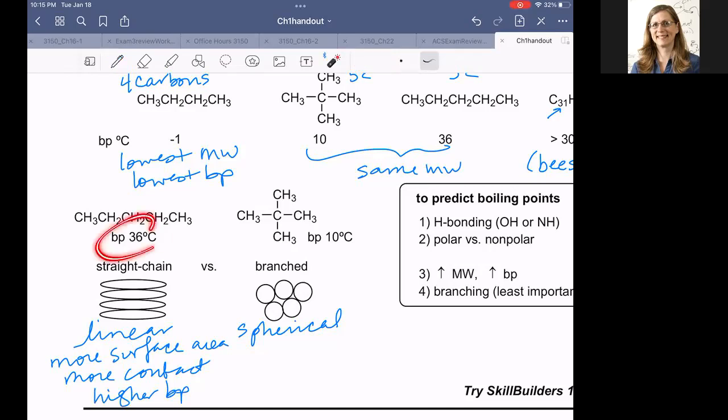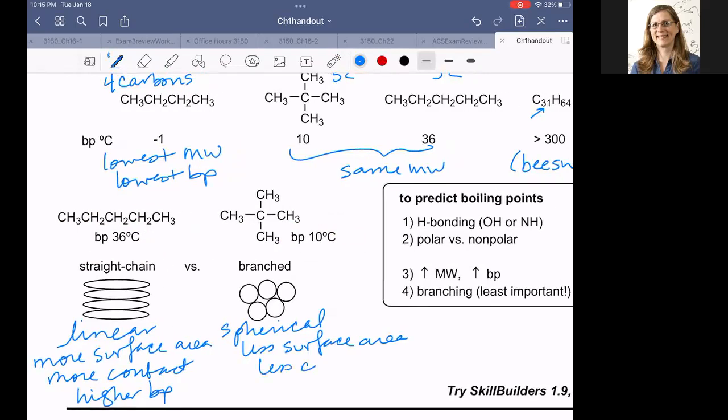This has a boiling point of 36. This one has a lower boiling point of 10, because with the spherical shape, it has less surface area. Less surface area, meaning less contact, and therefore it has a lower boiling point. Right? Think Velcro. You ever have one of those dart boards with little Velcro balls, you throw them on the dartboard and they never even stick because there's such a small point of contact between the two that it's really hard for them to stay there.